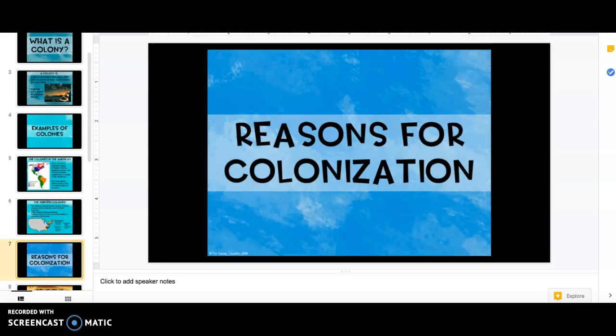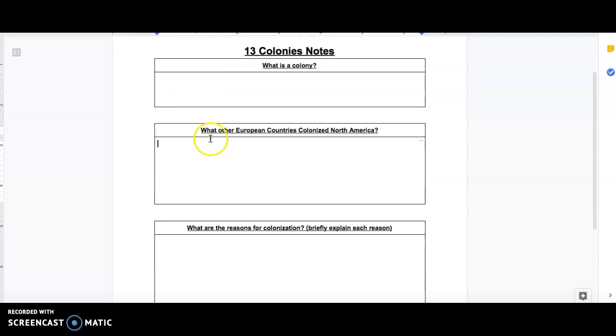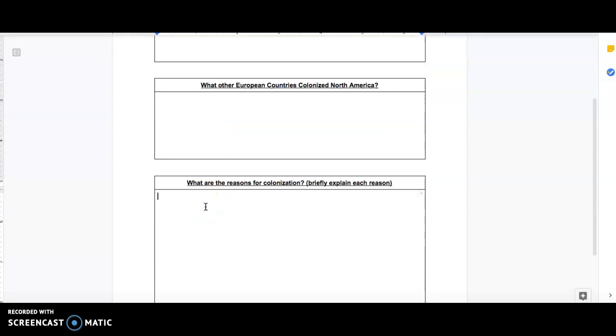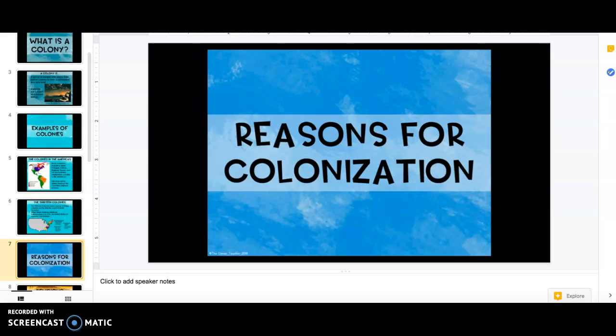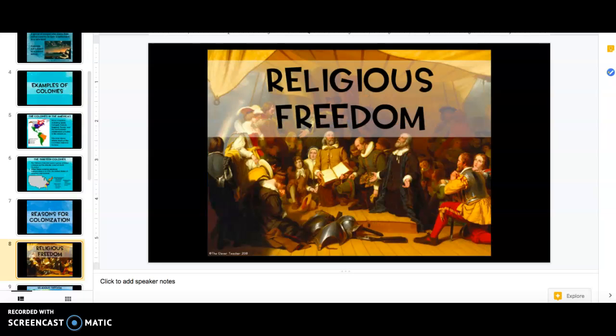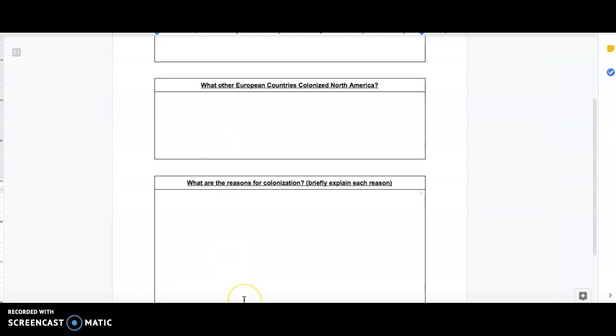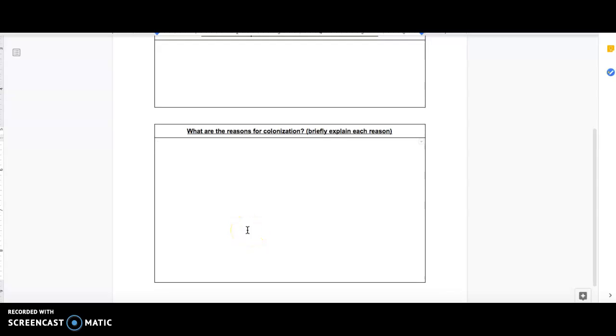Reasons for colonization. Oh, looks like we are on to our third and last note-taking question. What are the reasons for colonization? Let's take a look. The first reason is religious freedom. So you can go back over here for your reasons of colonization. Our first reason is religious freedom.